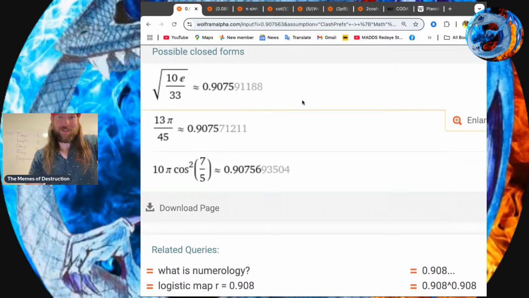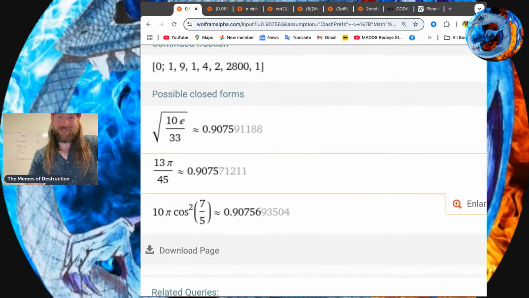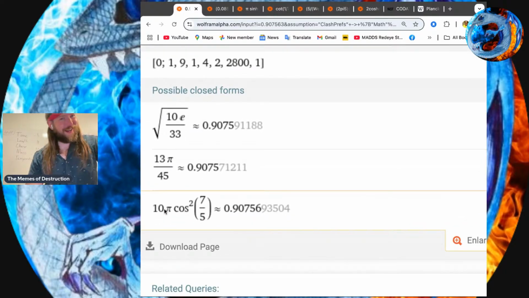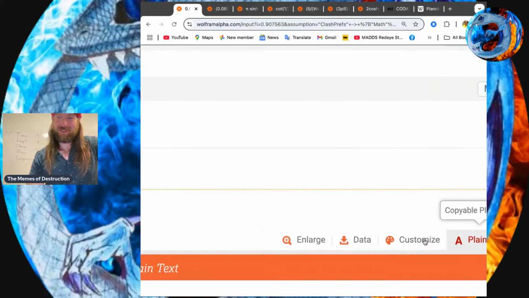Let's see, is there anything that sticks out to you? Oh, that looks like a pretty geometric thing. It seems to get almost all the digits. And that also happens to be the thing that we're using. Why? Because we can just copy and paste this.